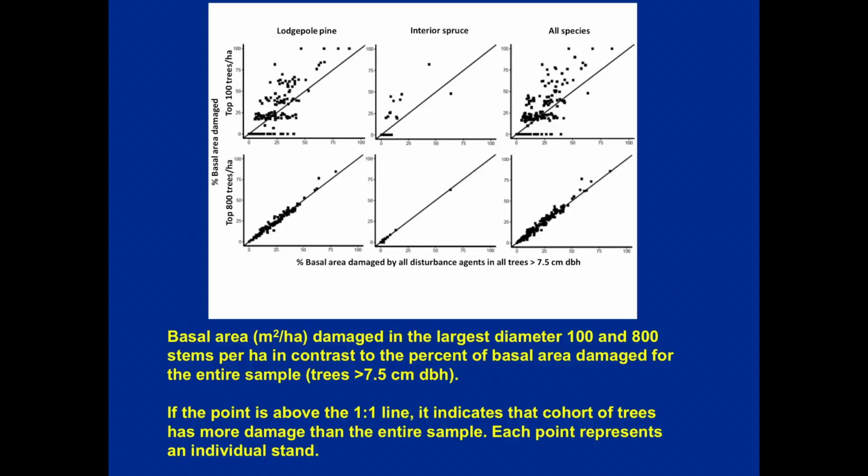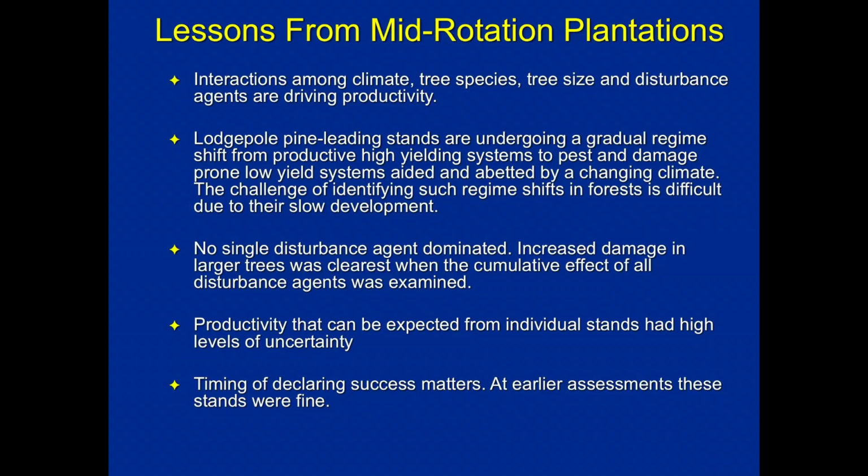I kind of wonder if this isn't telling us that things are going on with our management system, with our best trees, and that we may be approaching a tipping point where we have a loss of productivity in this system. And that's kind of what I'll sum up here in lessons from mid-rotation plantations.